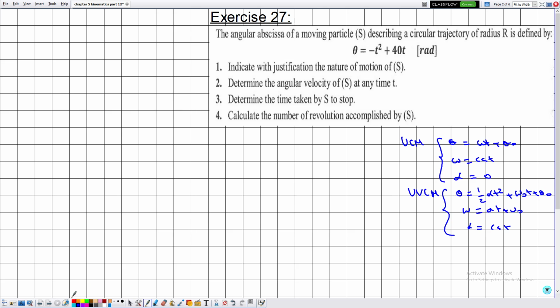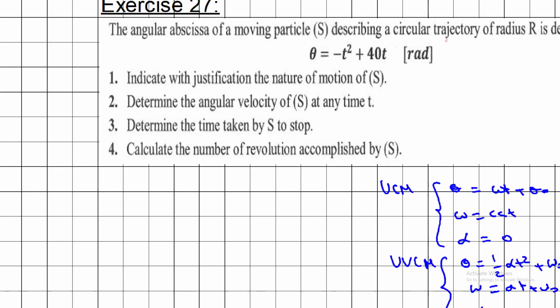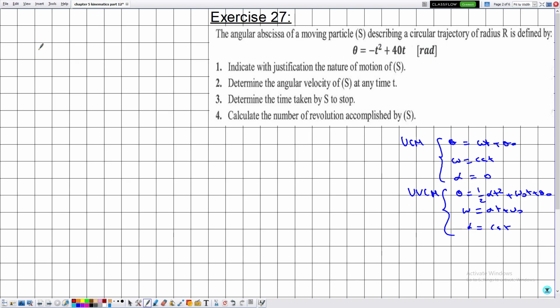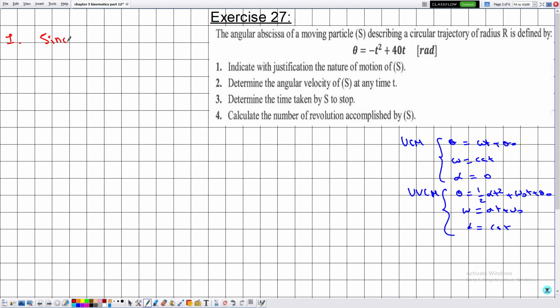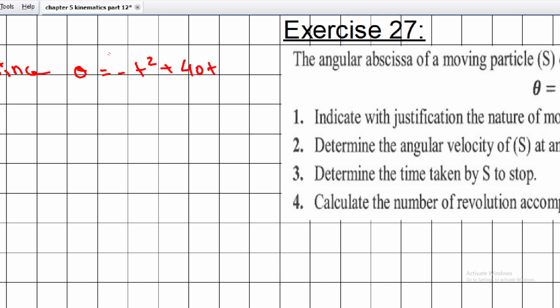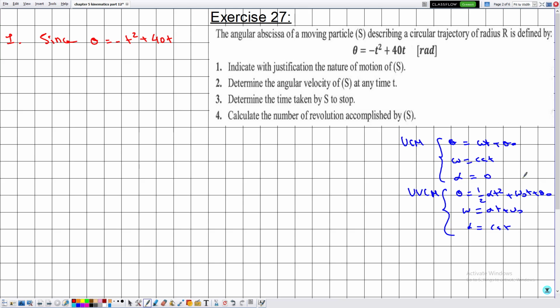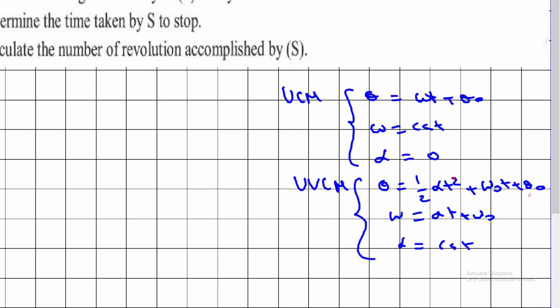Now referring back to the exercise, they are telling me to indicate, with justification, the nature of motion of S. We know that the trajectory is already given as circular. Since theta is equal to minus t square plus 40t, notice that the angle is quadratic in time. Why do we name theta the angular position? Because in rectilinear motion this is given by position, so this is simply the angular position. Everything is preceded by angular.